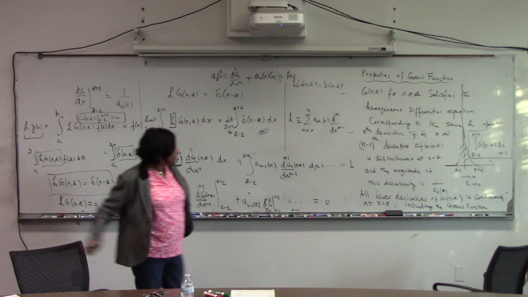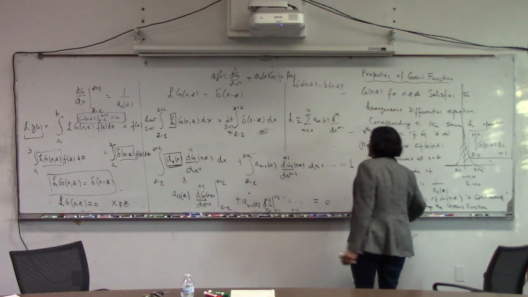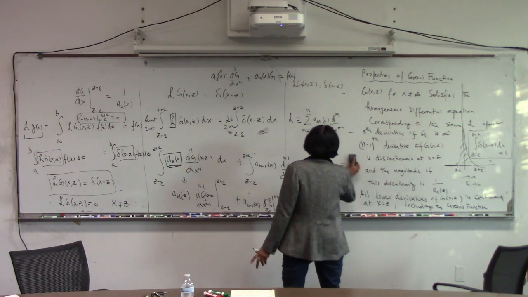The other property that we have to exploit is the following. This is about the Green's function itself.